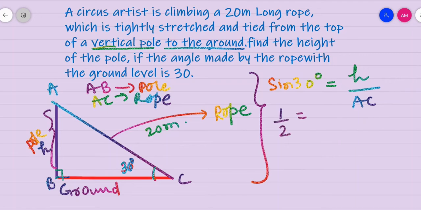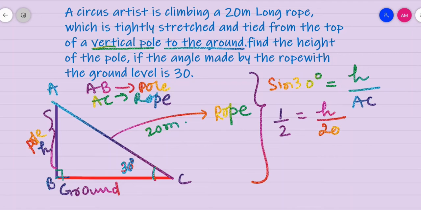And your H is how much? H is your height. It is unknown. You don't know, H is unknown to you. And AC is your hypotenuse. So that is 20 meters. Children, do not get confused between H height and AC hypotenuse. Otherwise, your sum will become wrong.